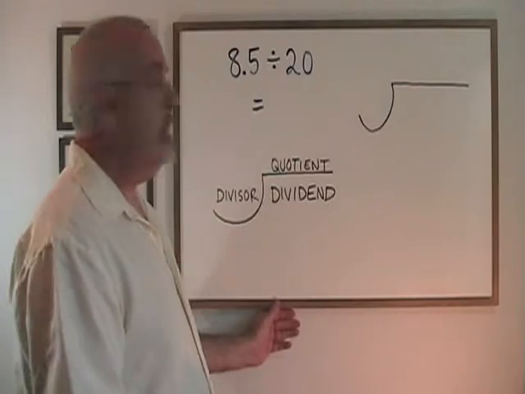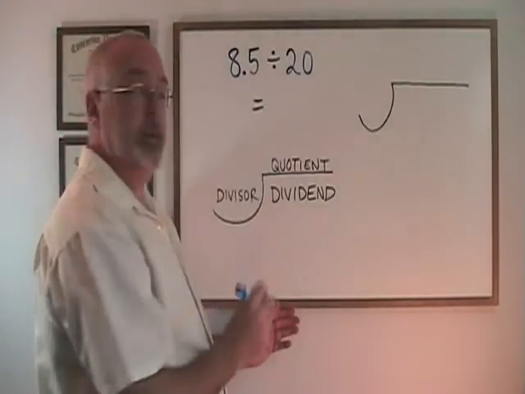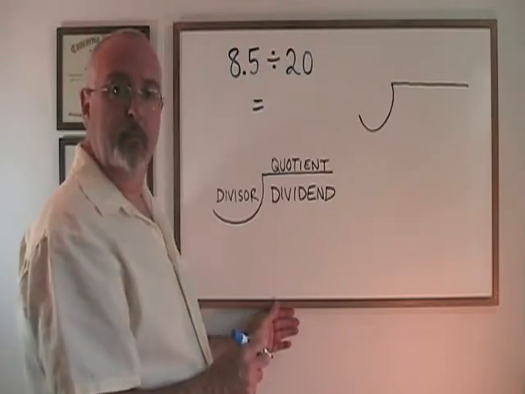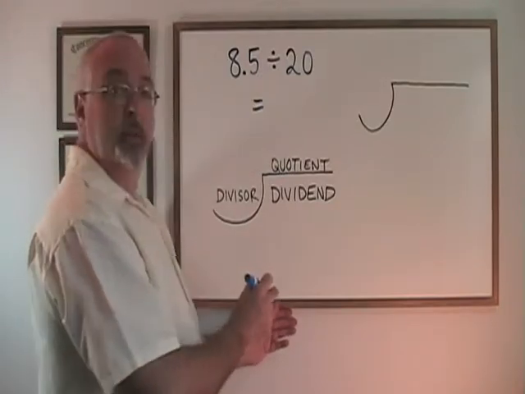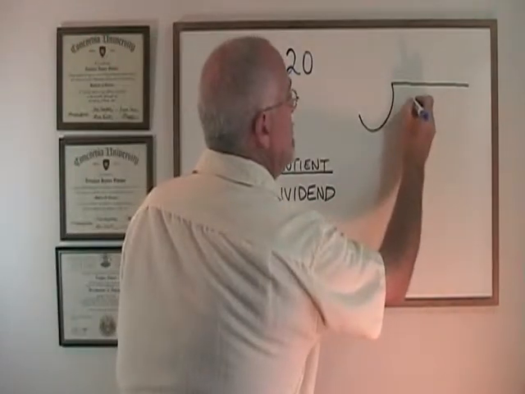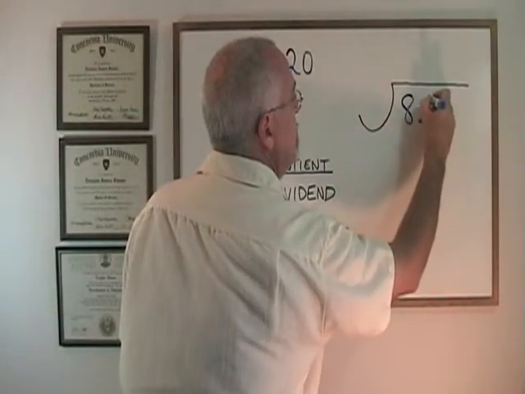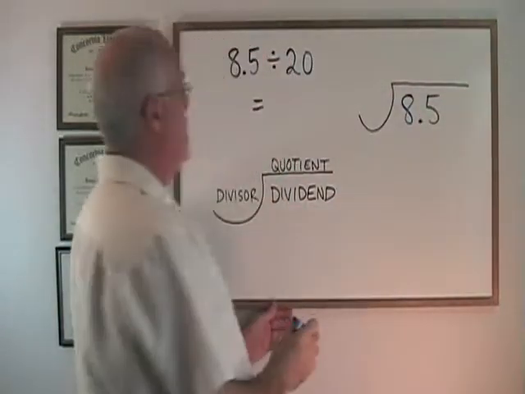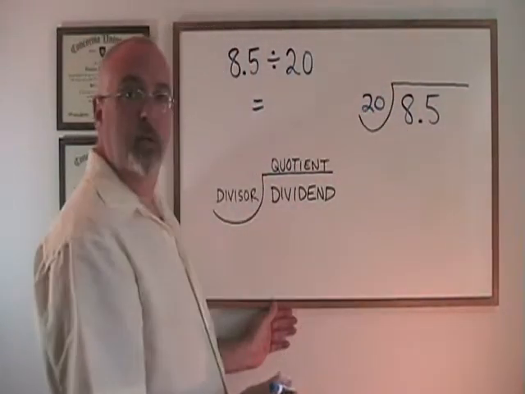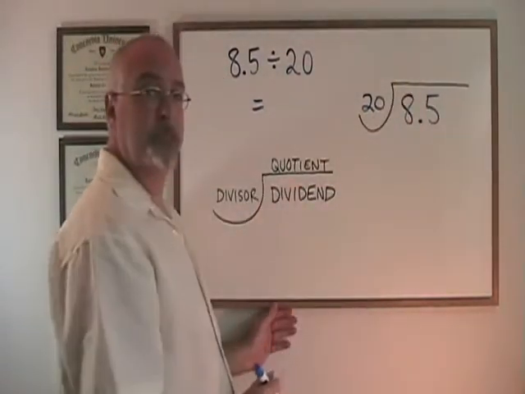In this example, my dividend has a decimal in it already, 8.5 divided by 20. But I set up my division in the same way. 8.5 is the dividend, so it goes here. 20 is the divisor, it goes here. And my answer, the quotient, will go on top.